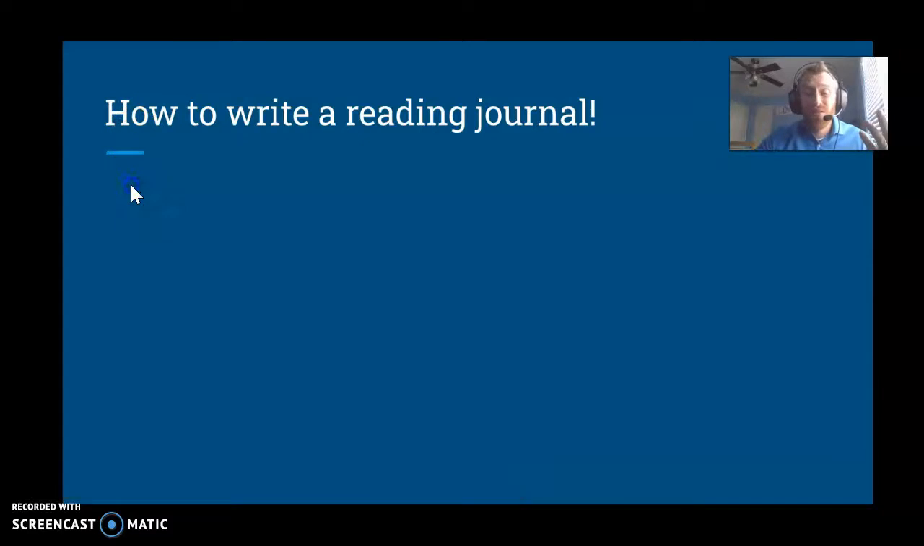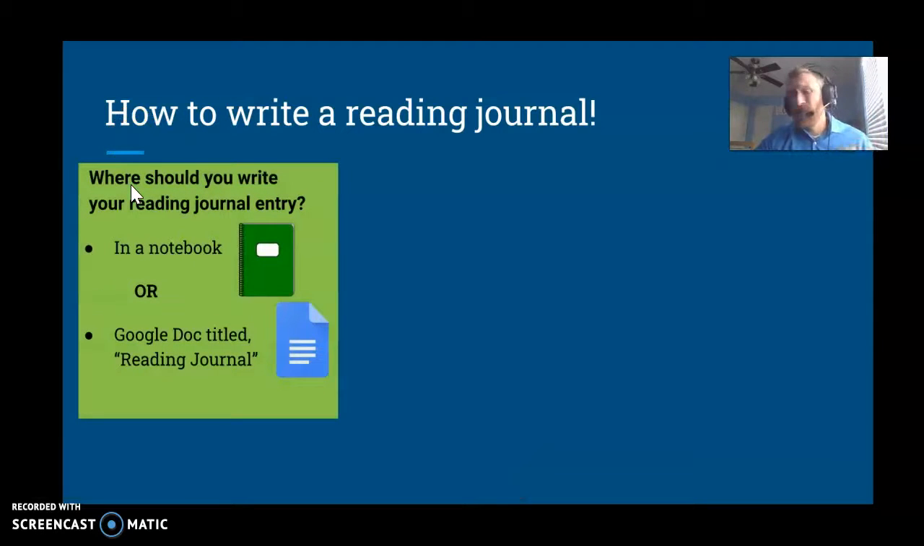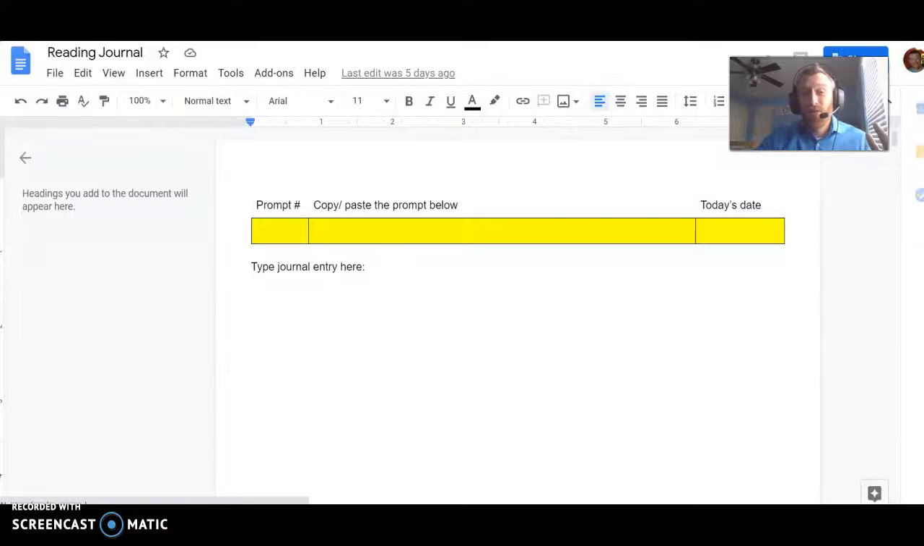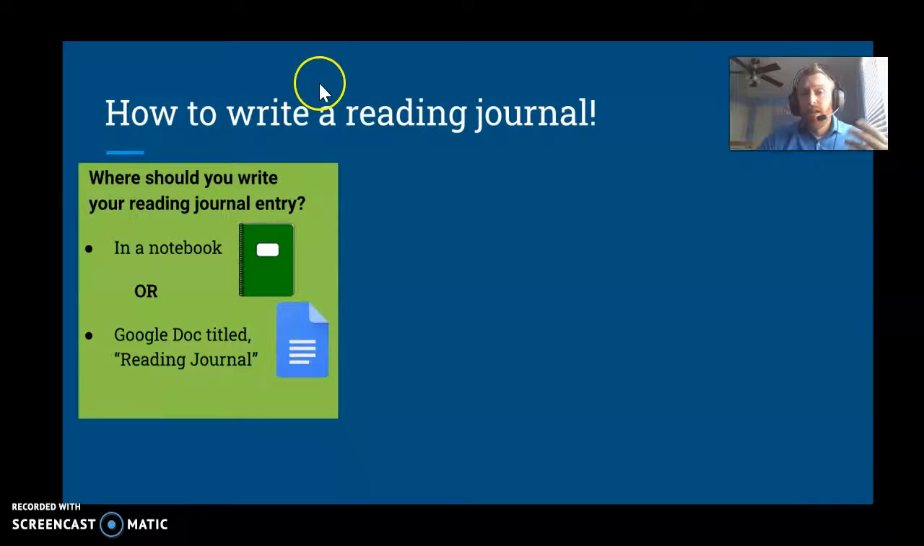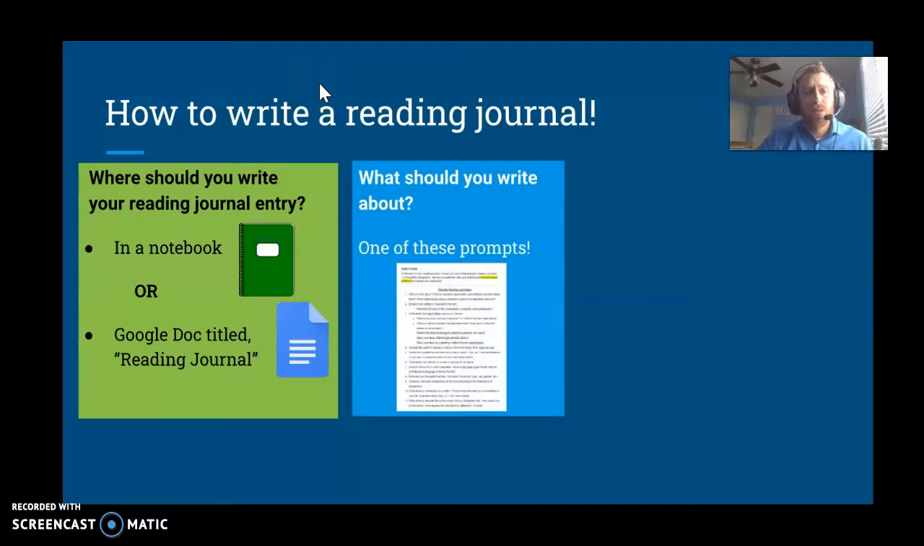To write a reading journal, first, you just need to go ahead and figure out where you're going to do it. Are you going to do your reading journal in a notebook, or are you going to do your reading journal in a Google Doc? Either one's perfectly fine. Totally up to you. Then we need to go ahead and figure out what to write about, because you can't just summarize the book. Don't tell me what's happening in your book. If I wanted to know that, I could just Google it.